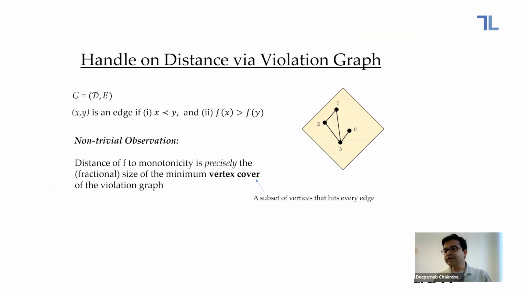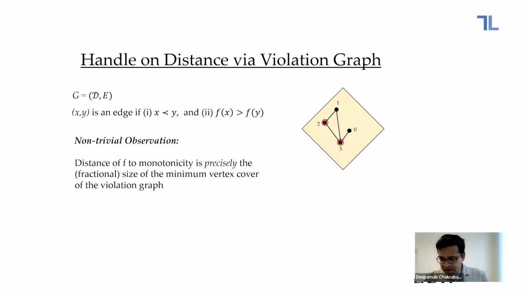What is a vertex cover? A vertex cover is a subset of vertices which hits every edge. So it's a subset of vertices so that every edge has at least one endpoint in this vertex cover. In particular, in this example, if I look at just this graph on 4 vertices and 4 edges, these pink vertices are one vertex cover. Every edge has at least one endpoint which is pink. And the claim is that the smallest vertex cover is precisely the distance to monotonicity.